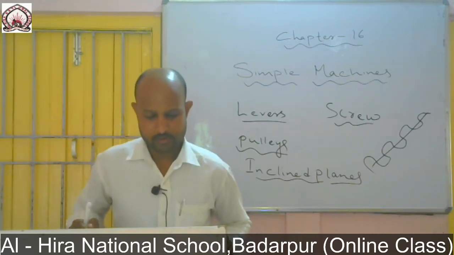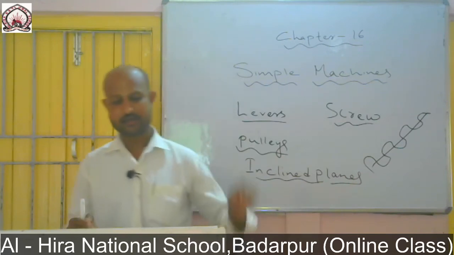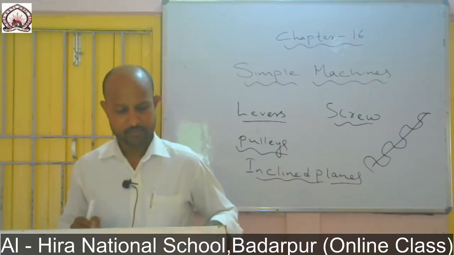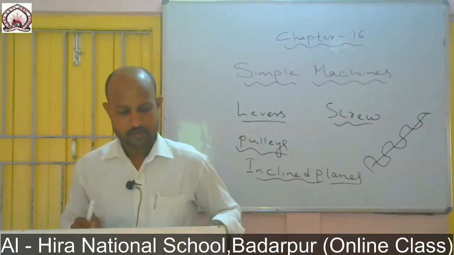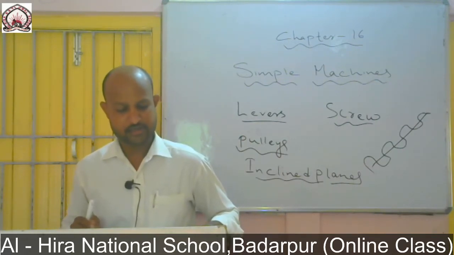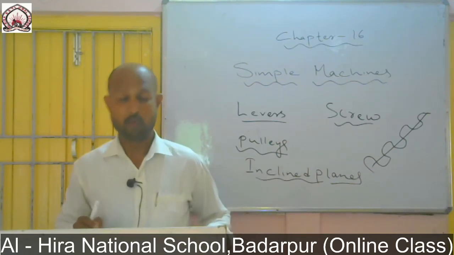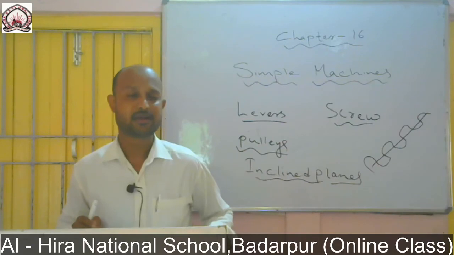So a screw is a simple machine. It looks somewhat like a nail, but it has got an inclined plane wrapped around it. The nail covers a much shorter distance than the screw, but the screw covers more distance than the nail.